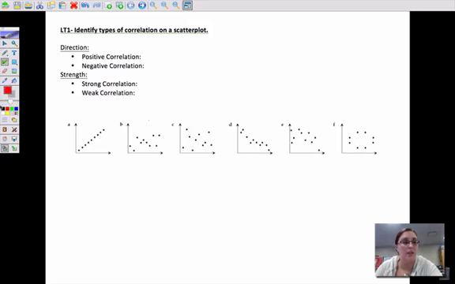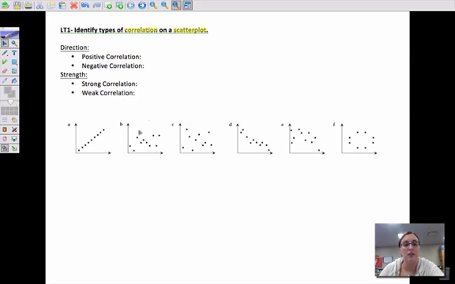Okay, let's break down Learning Target 1 as I will try to do in each video. Learning Target 1 says identify types of correlation on a scatter plot. So when I'm looking at this, I see two words, correlation and scatter plot. So I have to be able to identify different types of correlation. That means there's going to be different types of this word, correlation, which is what we're going to define in this video. And you're going to see those on a scatter plot.